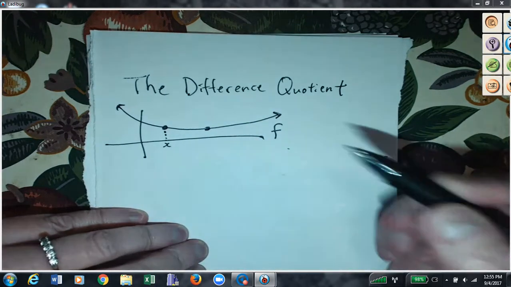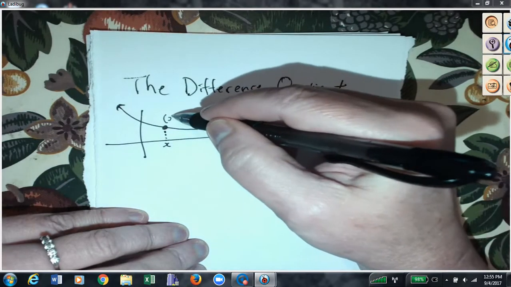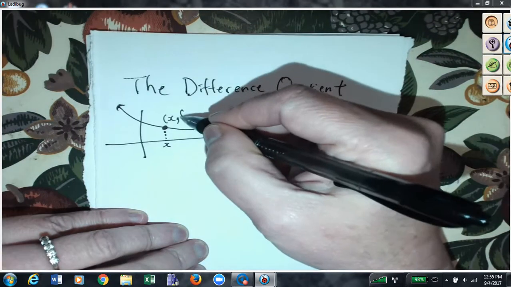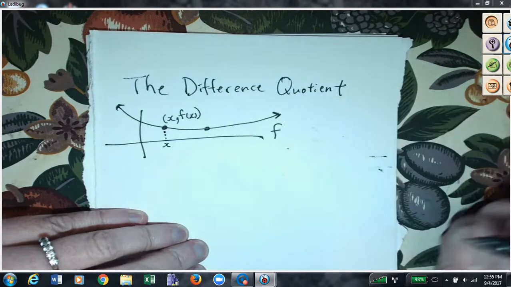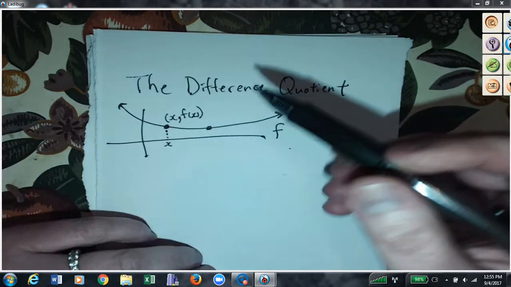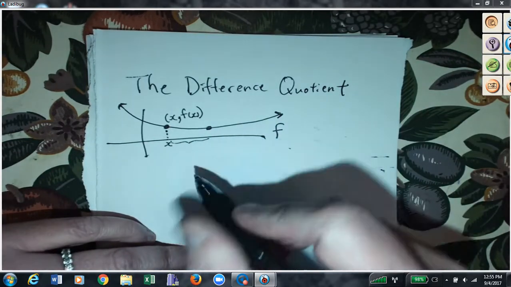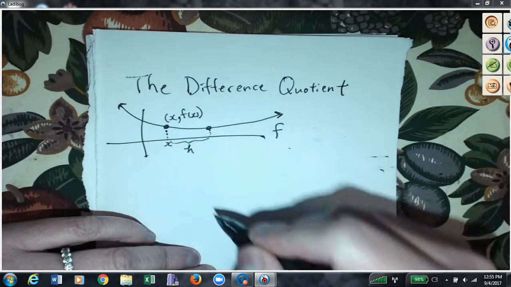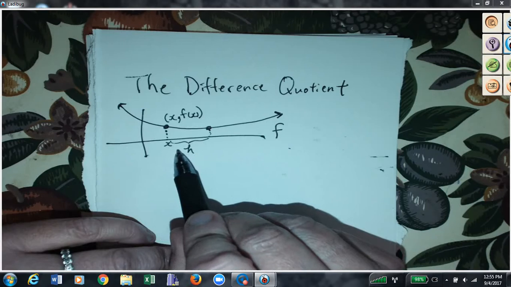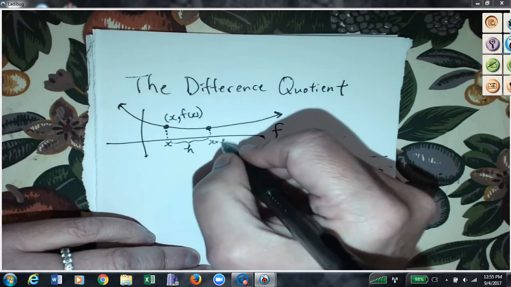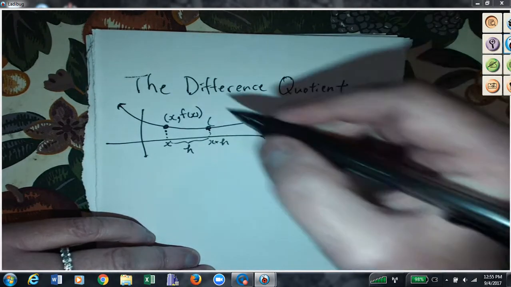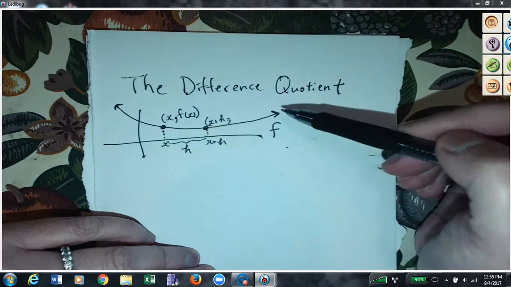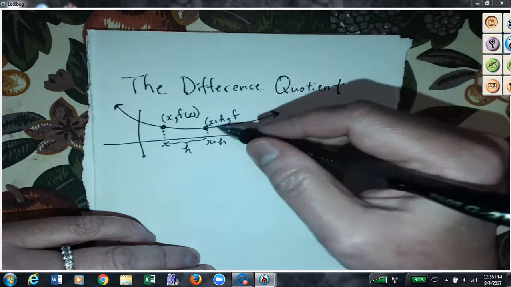So I know that the x-coordinate of this point is x. And because this function is called f, the y-coordinate is f of x, whatever that evaluated at this x point is. And then if I go over to the right h units, then where is this going to be on the x-axis? Well, it's going to be x plus this h. So this point will have x-coordinate x plus h. And since the name of this function is f, the y-coordinate is f of whatever the x-coordinate is.